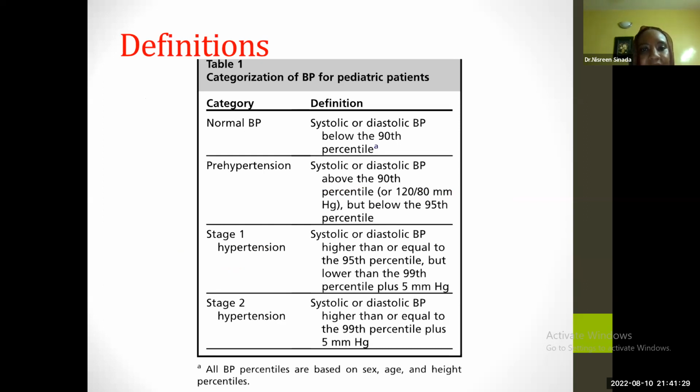The normal blood pressure is systolic or diastolic blood pressure below the 90th percentile, and the pre-hypertension is from the 90th percentile, but below the 95th percentile, and stage 1 hypertension is systolic or diastolic blood pressure equal to the 95th percentile, but lower than the 99th percentile plus 5. And stage 2 hypertension is equal or higher than the 99th percentile plus 5 millimeters.